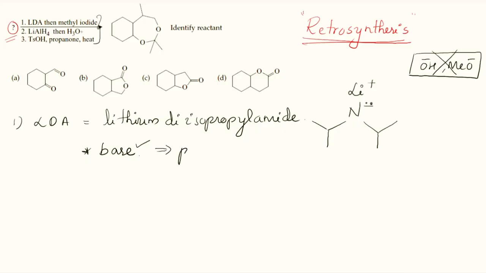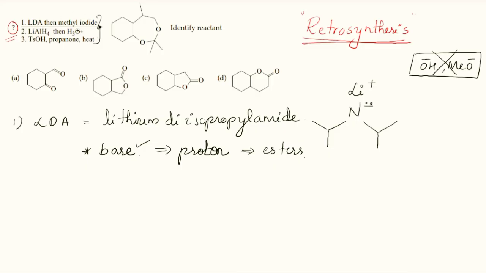So it is going to take away the proton not just from the acids, it can also take a proton from the alpha carbons of aldehydes, ketones, and even esters. Why am I specifying esters? Because look at the molecules B, C, D. They are nothing but cyclic esters. In the case of molecule A, you can see there is an aldehyde and a ketone. So this LDA is used to remove a proton from any of these molecules.